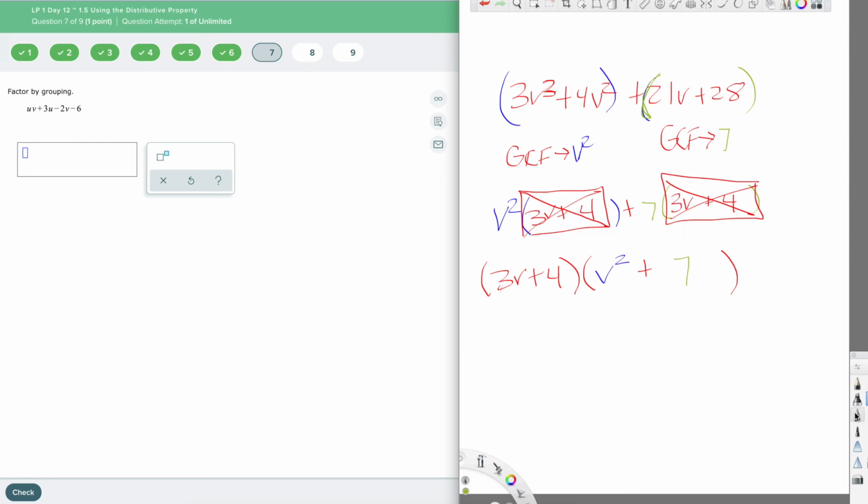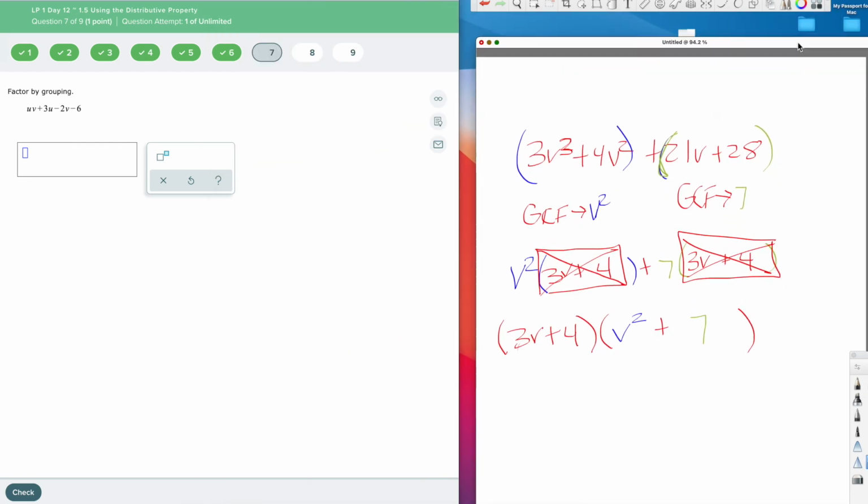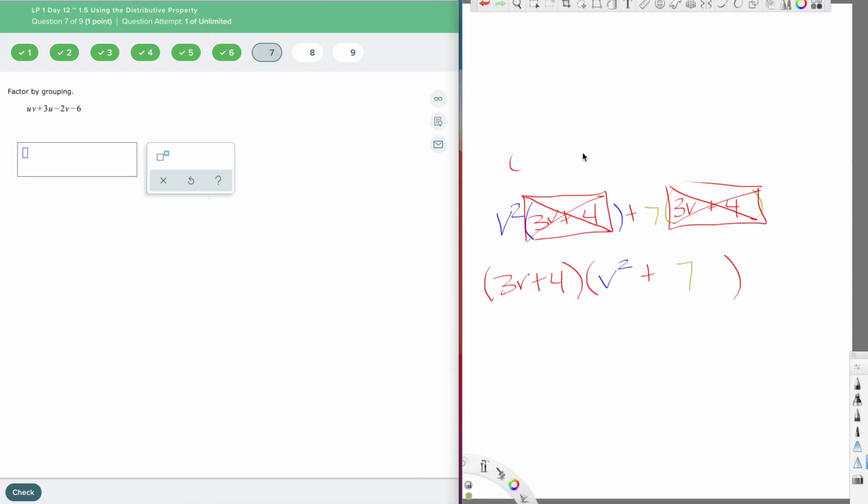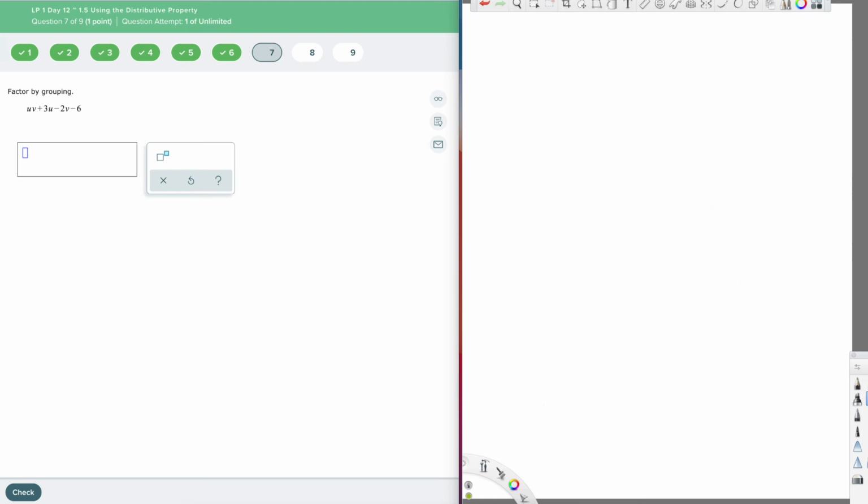So we're going to try that again. Whoopsie. Okay. So we're going to factor by grouping again. So we get to practice this again. So uv plus 3u minus 2v minus 6. And it shouldn't matter how you group them. It's just kind of easy to group the first 2 and then the second 2.